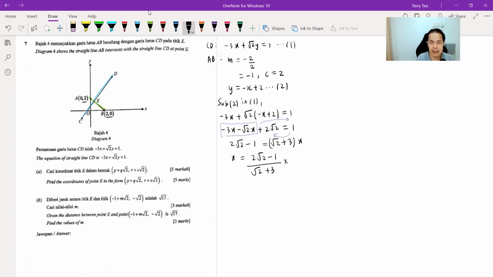So here we multiply top and bottom with its conjugate. We call it the process of rationalizing the denominator. If I have surd 2 plus 3, its conjugate is surd 2 minus 3. Conjugate is like a twin. If this one is plus, the other one has to be minus.